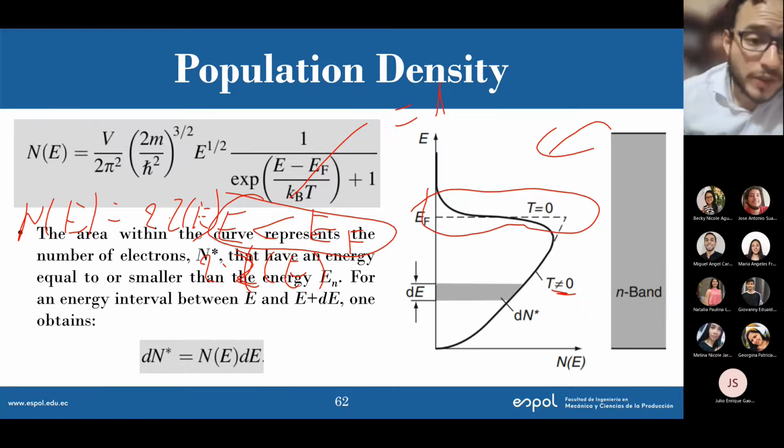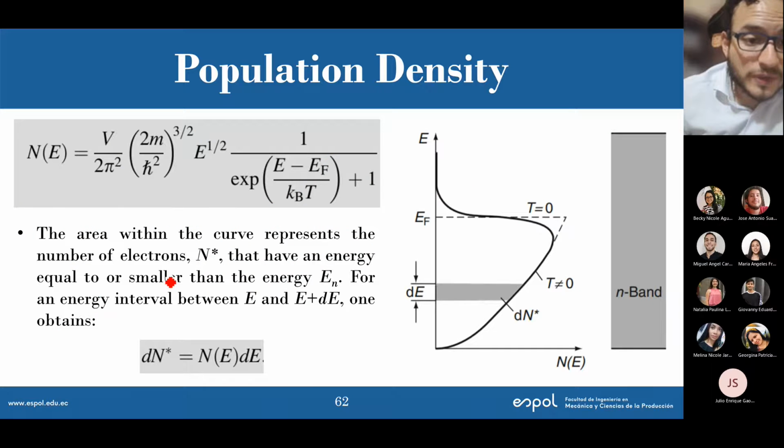So now what's the area within the curve? The whole area within the curve is going to represent the number of electrons that have an energy that's equal to or smaller than the energy En. And we are always coming back to that concept, right? Now, let's actually calculate the Fermi energy, because I've been talking so much about the Fermi energy.